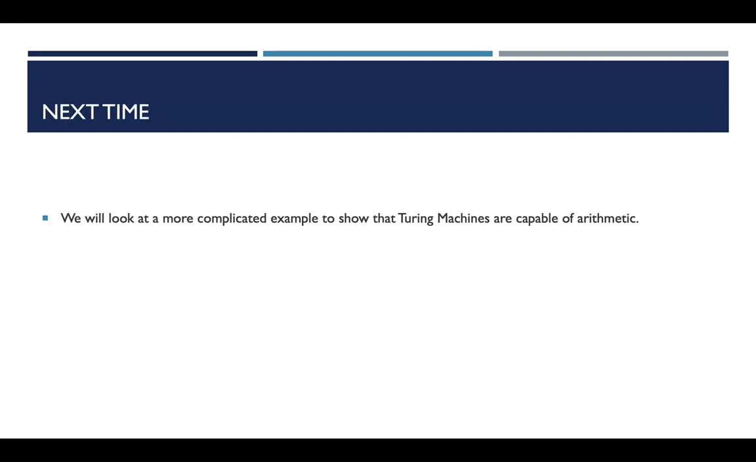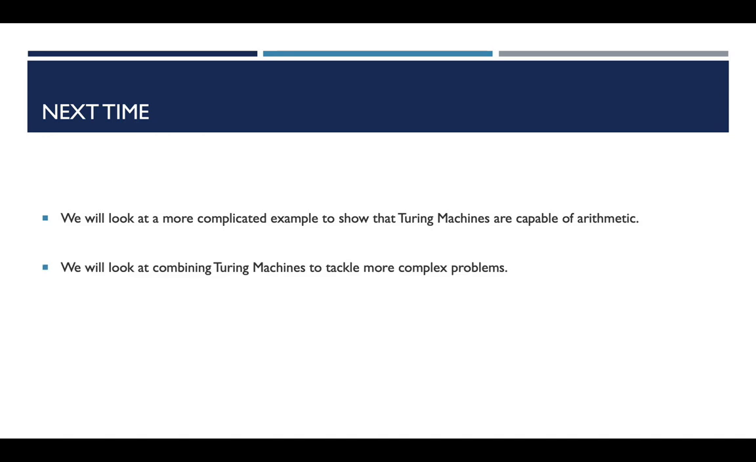So that's really it for this lecture. What we're going to do next time is look at examples of much more complicated Turing machines. We're going to start off with the mathematical representation of a Turing machine. What is the definition of a Turing machine? And we're going to go from that definition to an example that actually shows that Turing machines themselves are capable of arithmetic by showing you how to do multiplication on the read-write tape.